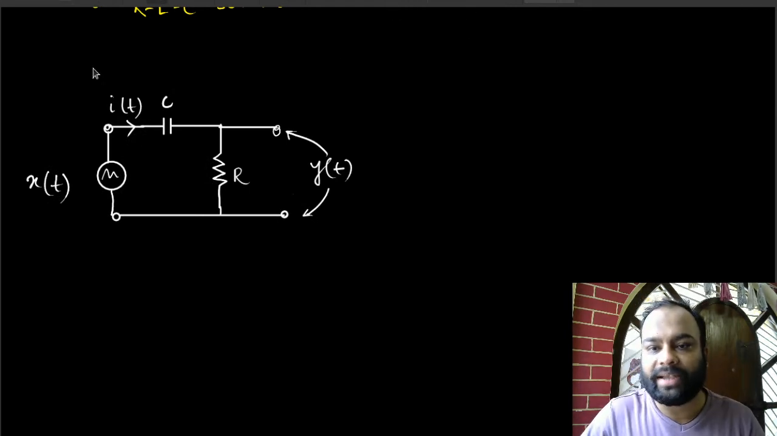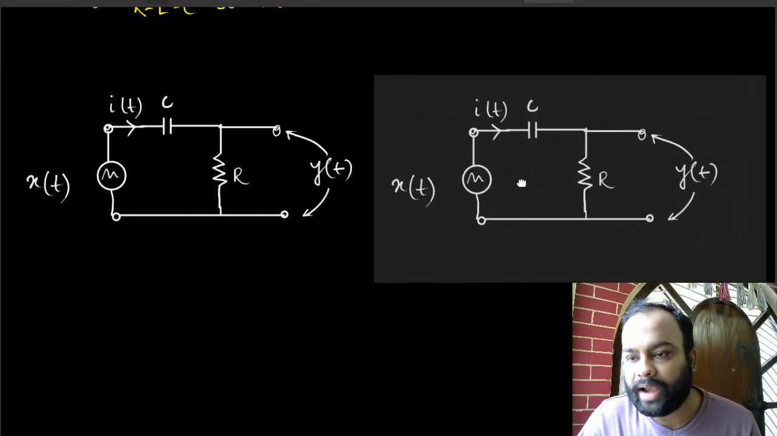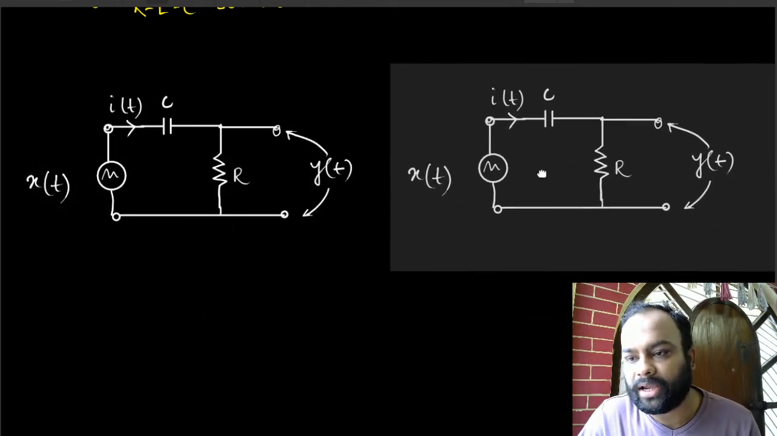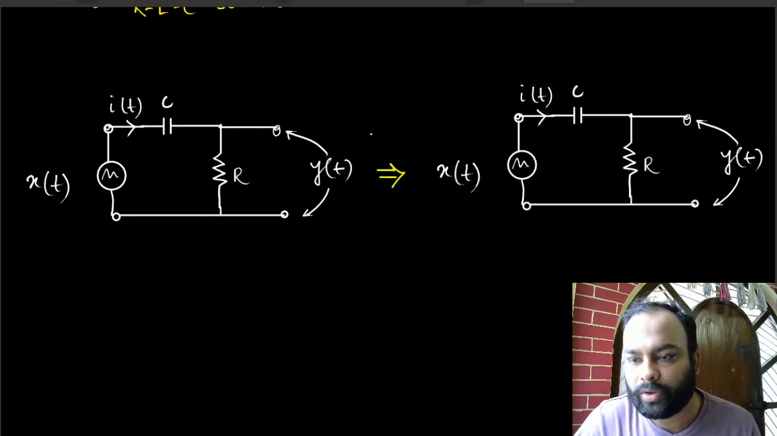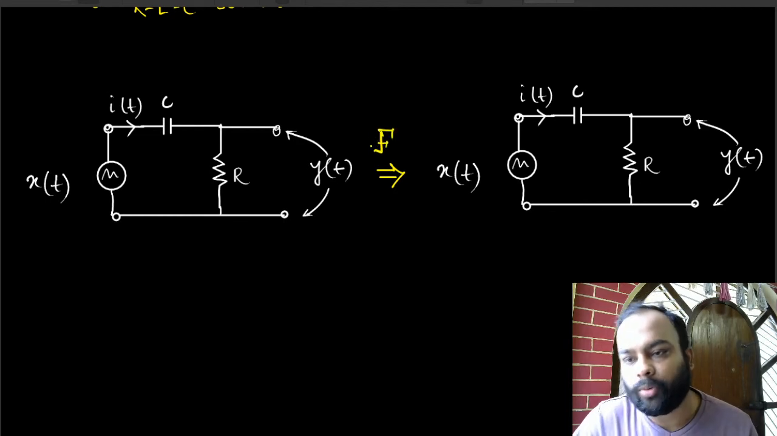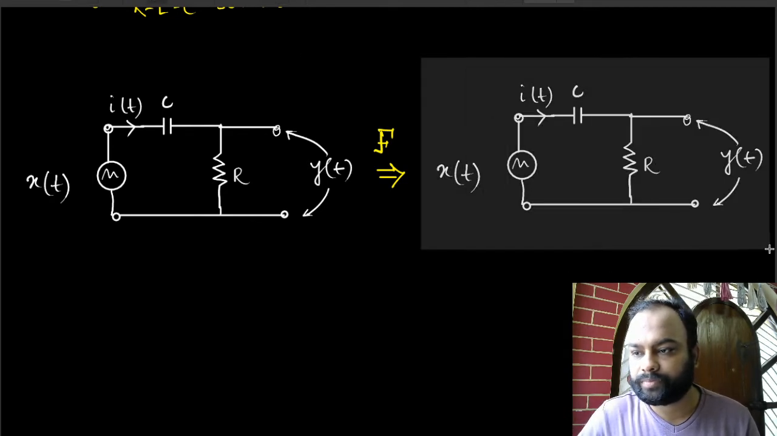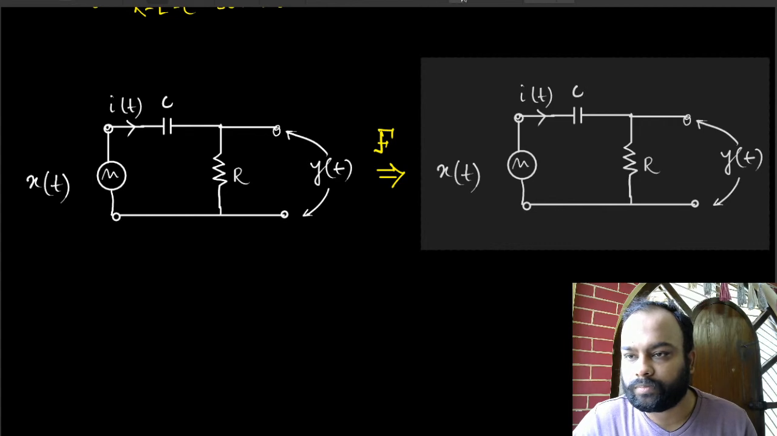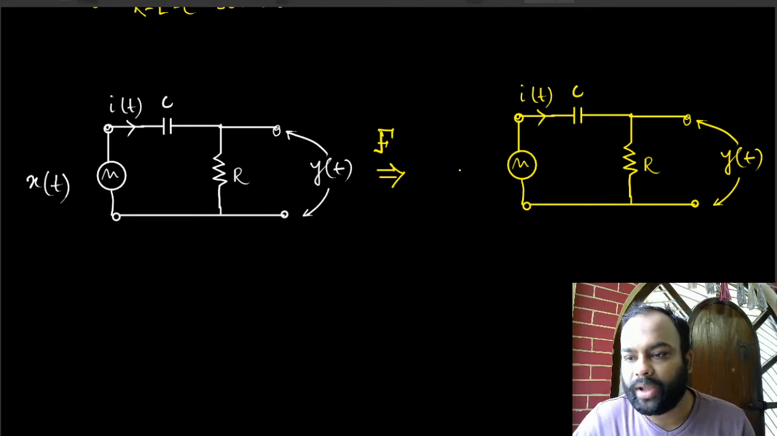So if I take the same circuit, and now on the same circuit I apply Fourier transform, so we are applying a Fourier transform on this, and then, say, this becomes X(omega), of course.